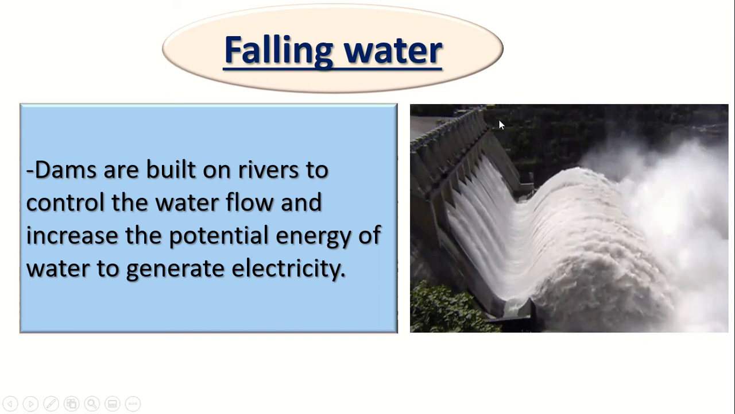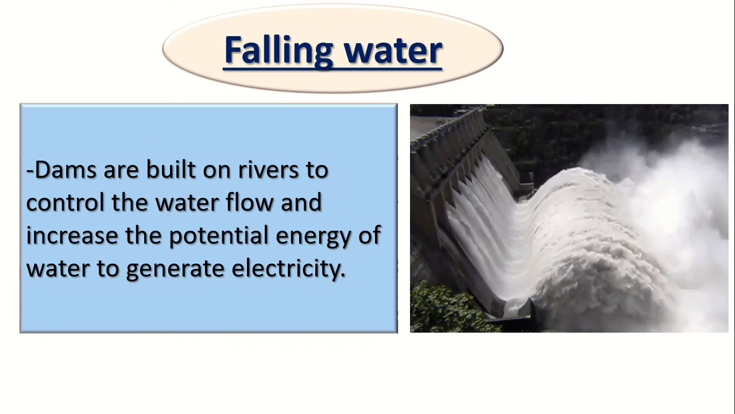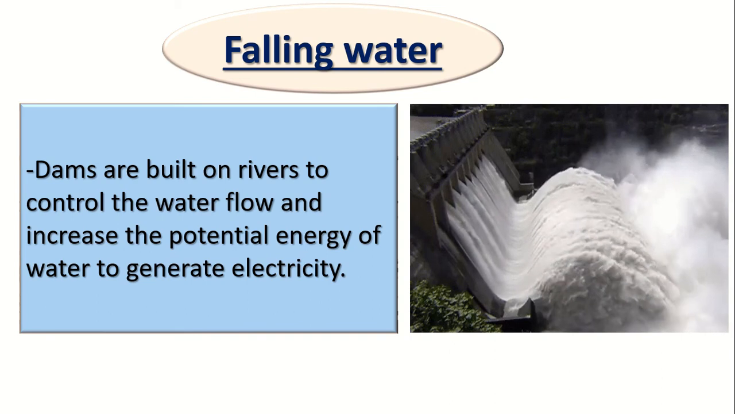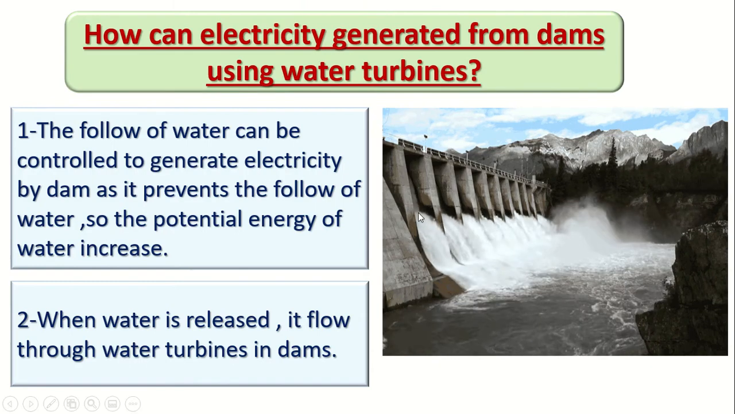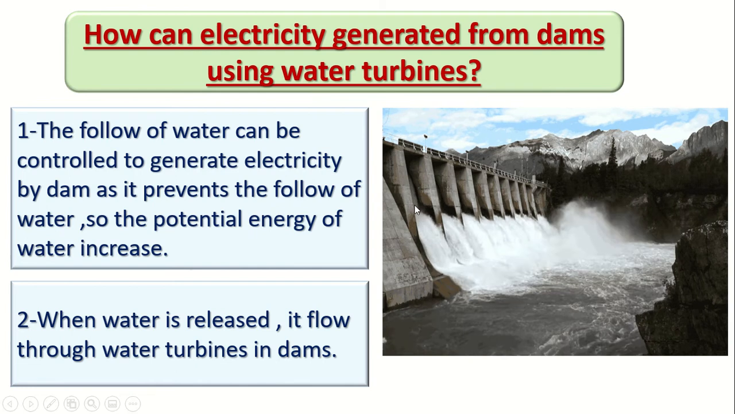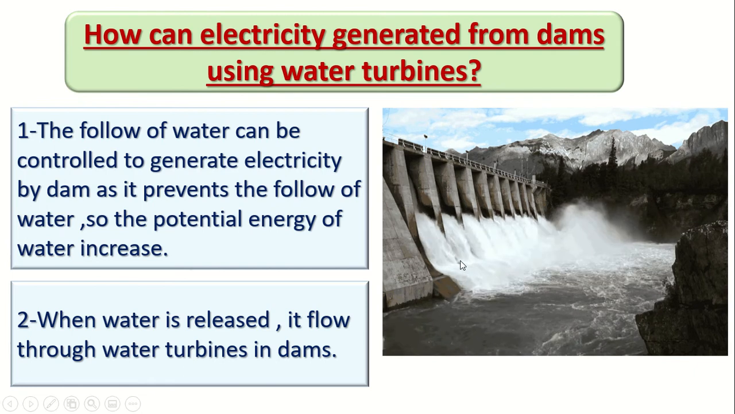Number one, we are preventing the water from moving. We are closing the dam so the water is not moving. When the water is not moving, it has which energy? Excellent, potential energy. And when the water increases behind the dam, what will happen to the potential energy? It will increase. So when we are controlling the water flow of the river, the potential energy will increase. After that, when we open the dam and the water starts to flow, this potential energy will change into kinetic energy.